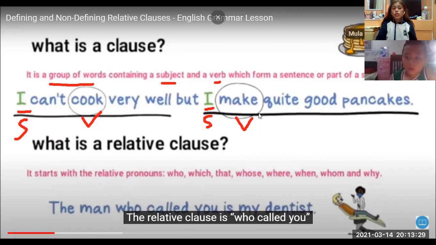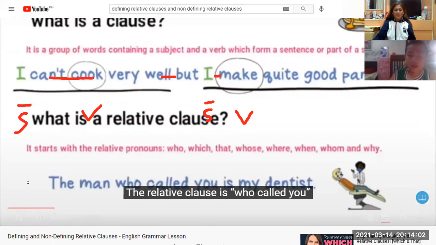Yes. Okay, so all of this, Kayo, look. Who, which, that, whose, where, when, whom, and why. They are relative pronouns. And you can find them in the relative clauses like this. The man who called you is my dentist. Subject man, who called you is my dentist. It refers to who. Who called you? Who is my dentist? It's the man. It's a person. Okay, continue, Kayo. Continue listening. The TV which I watch every day.